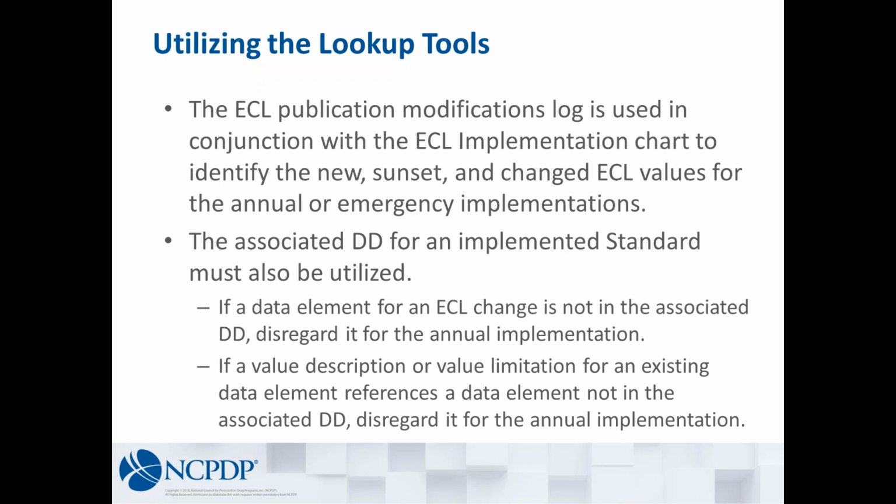Similarly, if it is a data element that exists in your associated data dictionary for the version that you're working on, but there's a new value that has some kind of limitation that references a subsequent version of the standard, or it references a data element that does not exist in your associated data dictionary, then again, you would not be implementing it for the annual implementation.